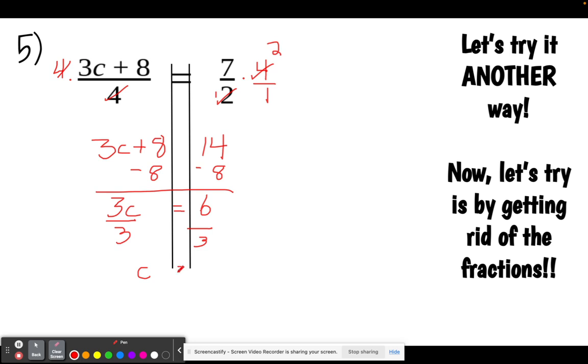Same answer. Which one did you like better? Personally, I like this way better, but only because my fractions completely cleared out. If I would have had a 3 here, I would have been dealing with fractions all over the place, and then I might not have liked it as much.